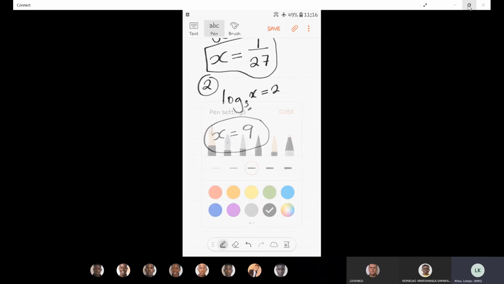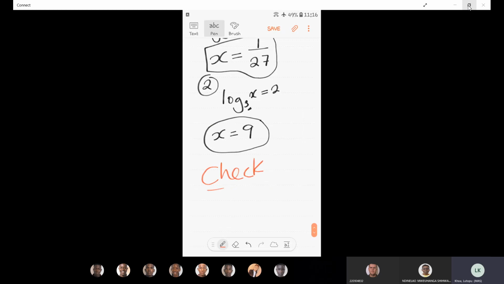And again, check. Substitute them into the original equation and see if they both satisfy or if any of them is invalid. Okay, so you need to check, especially with logarithms. Sometimes they satisfy the quadratic equation, but they are invalid in that when you substitute them into your logarithm, you get a math error.